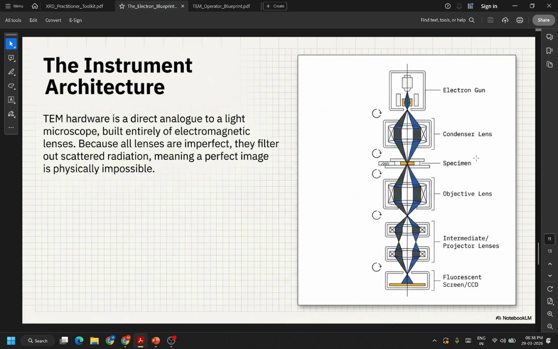So TEM hardware is a direct analog of a light microscope, built entirely of electromagnetic lenses. And since all lenses are imperfect, they have to filter out scattered radiation. So a perfect image is physically impossible. So again, you have an electron gun to generate your electrons. Then you have condenser lenses to focus the beam on your sample. Then you have an objective lens to collect the transmitted beam, which then goes to your projector lenses and then your detector.